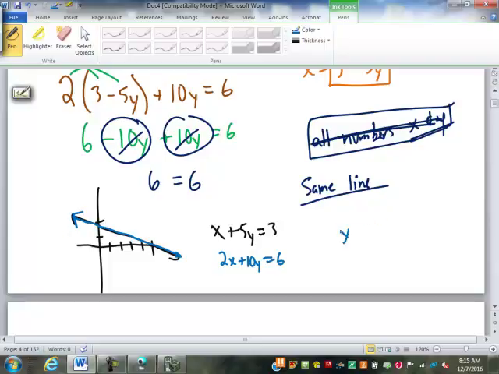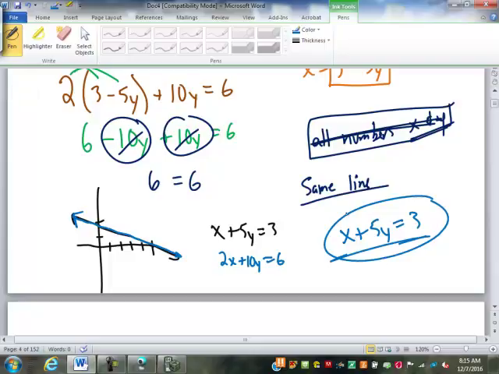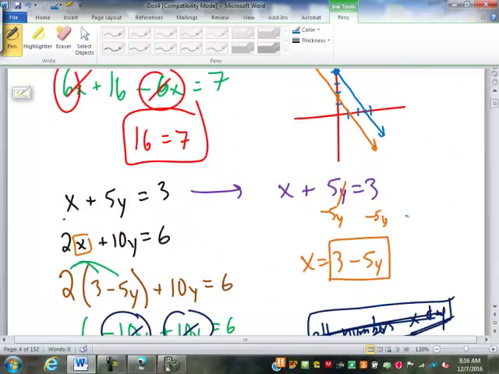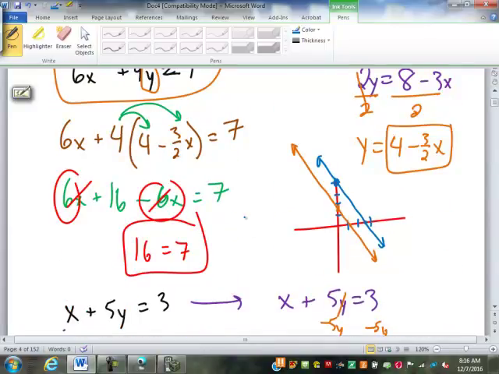So my solution is just one of the lines. I could rewrite the equation of one of the lines. Any point that's on that line is also on the other one, so it's a solution. So this is infinitely many solutions. And this one was no solution.